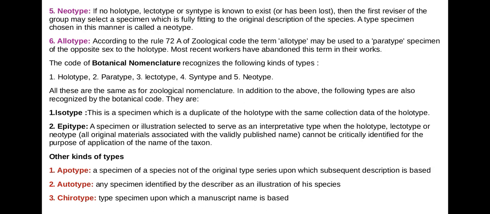Then epitype, a specimen or illustration selected to serve as an interpretative type, when the holotype, lectotype, or neotype, all original material associated with the validly published name, cannot be critically identified for the purpose of application of the name of the taxon.